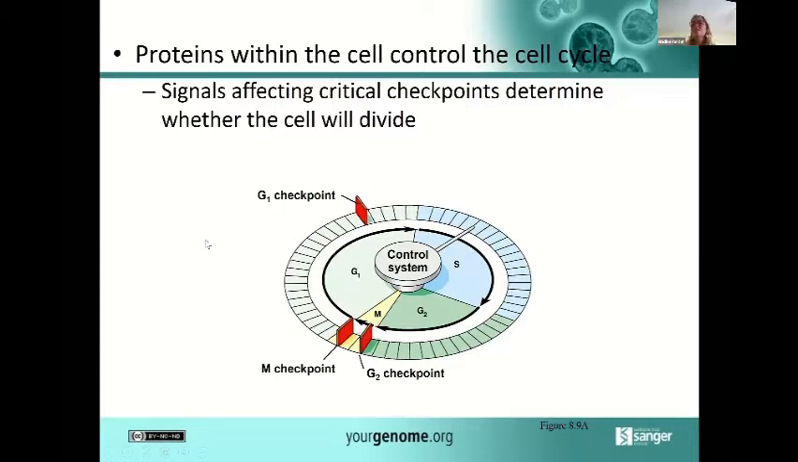If something has gone wrong, the cell will stop and it will try and repair the mistake. And if it can't repair it, it will kill itself, which is something called apoptosis. So your cell is very good at checking for mistakes. However, sometimes it doesn't check it properly, and that's when cancer can develop.